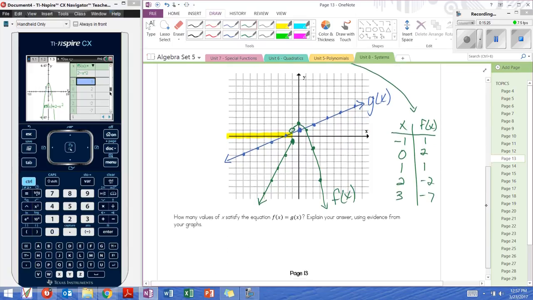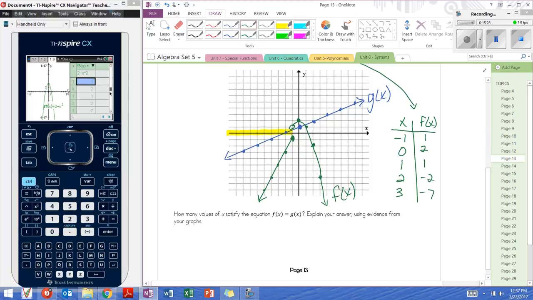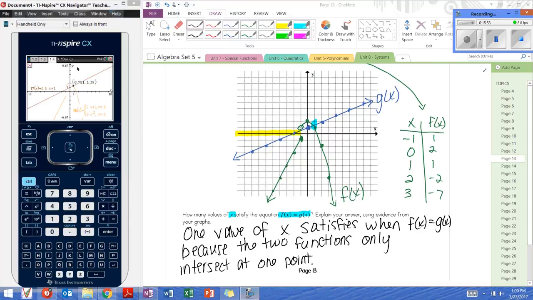Now continuing on, there is a little bit that we have to summarize down here. It says how many values of x satisfy when f of x is equal to g of x. Well, we can see that the two functions are only intersecting at one point, therefore there would only be one value of x that would satisfy when the two functions are equal to one another. Here's my explanation that one value of x satisfies when f of x is equal to g of x because the two functions only intersect at one point.